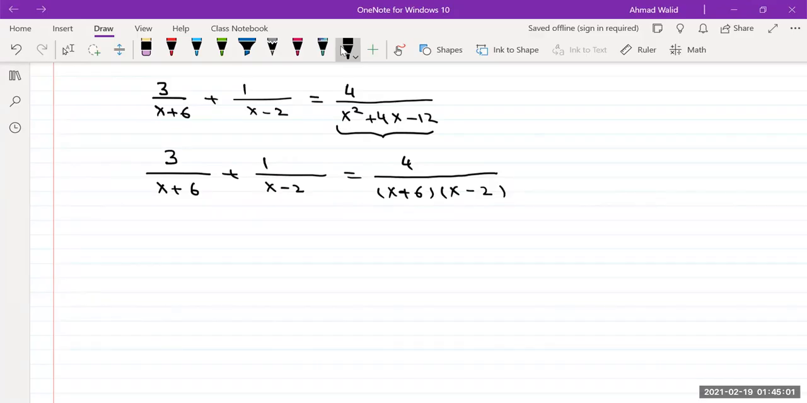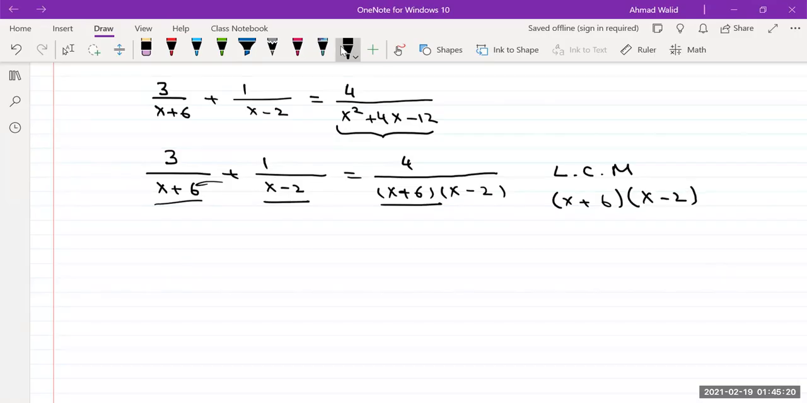Now it's time to find the LCM. Let's find the LCM between the denominators. I have x plus 6 here, and I have x plus 6 here. I'll take one of them. I have x minus 2 here, and I have x minus 2 here. I'll take one of them, not both. Then this is my LCM. Now, how to solve the equation? Multiply your LCM to all these three fractions. It means do this.